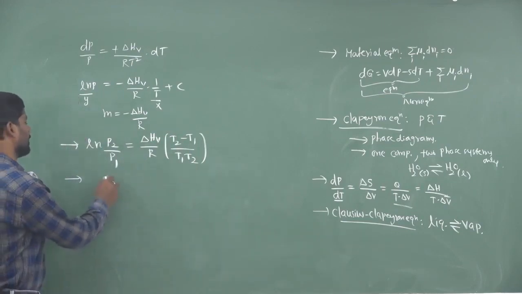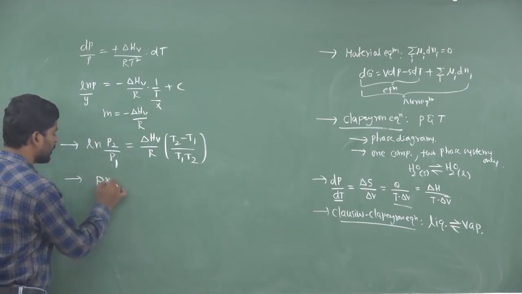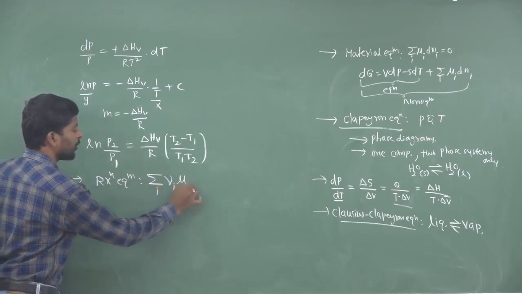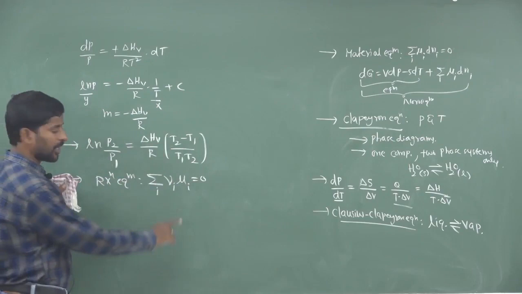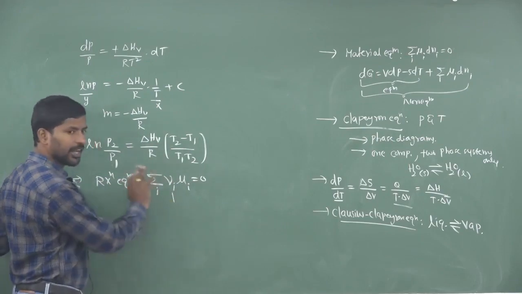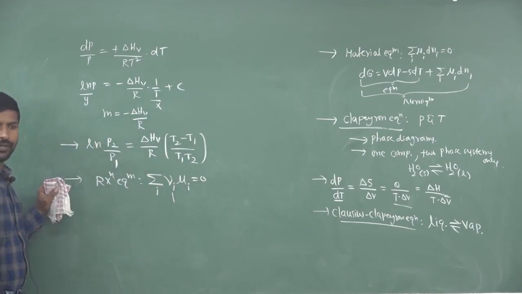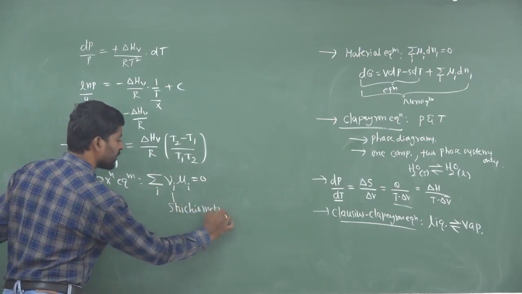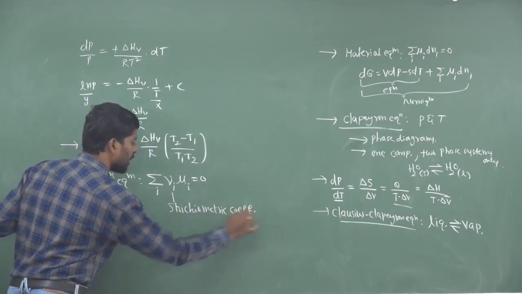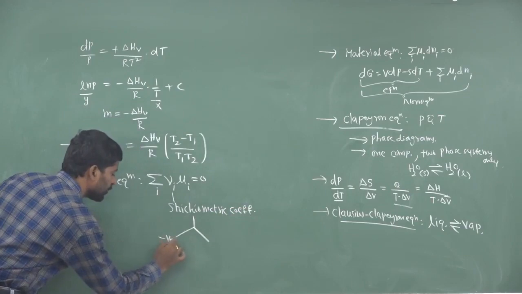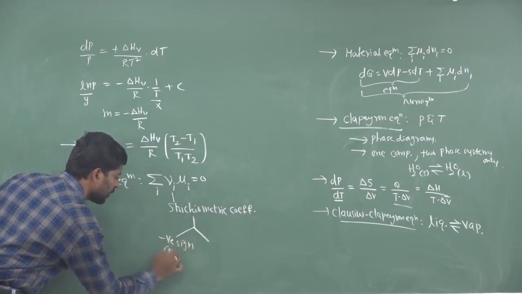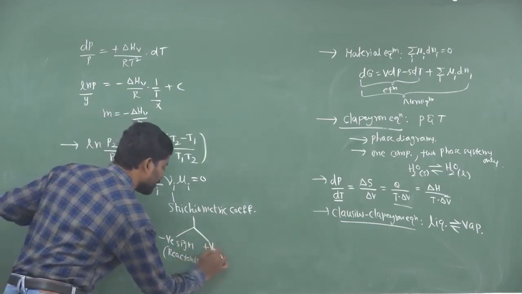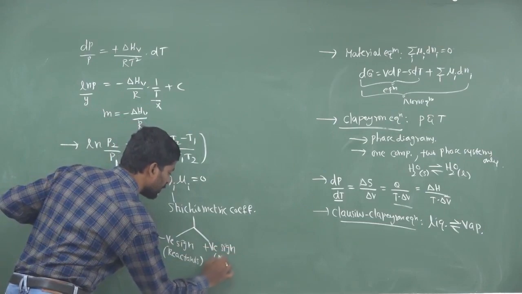Next one, what is the condition for reaction equilibrium? That is summation of nu I mu I is equal to 0. When a reaction comes to equilibrium, here nu I is called what? Stoichiometric coefficient. While writing the stoichiometric coefficient, we have to give it a negative sign for reactants, and a positive sign for products.